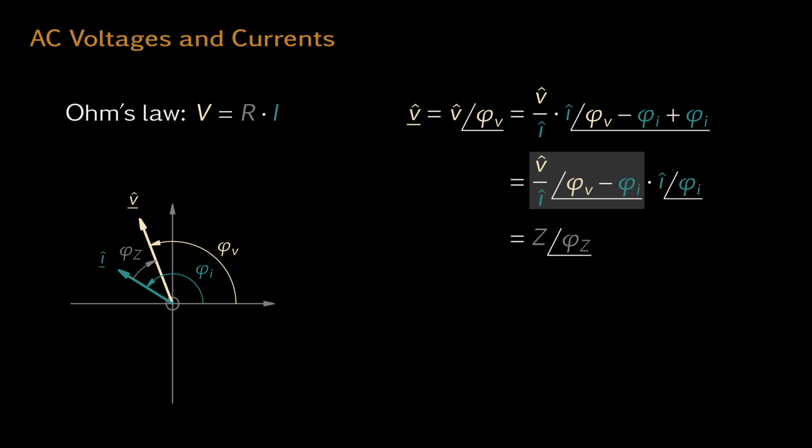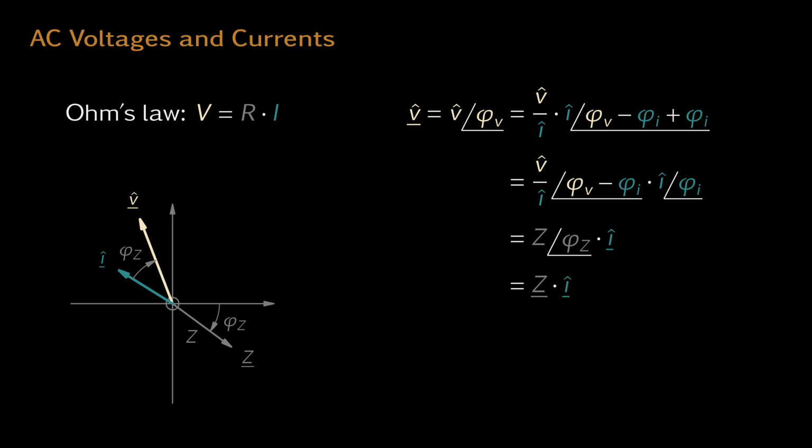This kind of resistance is called impedance, and we can draw it as an arrow in our coordinate system after choosing a suitable scale. The second factor is simply our current phasor I. So we finally get that the voltage phasor equals impedance times current phasor. This is Ohm's law in the AC case, and it depends crucially on our multiplication of arrows, the multiplication of the lengths and the addition of their phases.